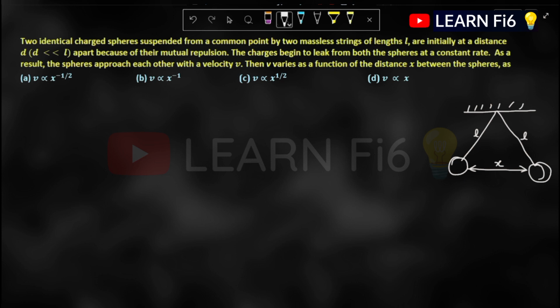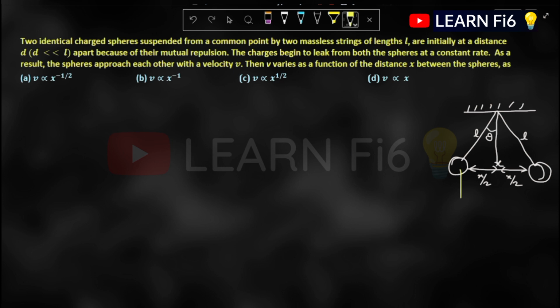Now I'm going to draw a line in between these two for my reference. If the total distance is x, then this part will be x by 2, and the second part will also be x by 2. I am assuming this angle is theta. Now identify the forces acting on the first sphere. We can do this with only one sphere.